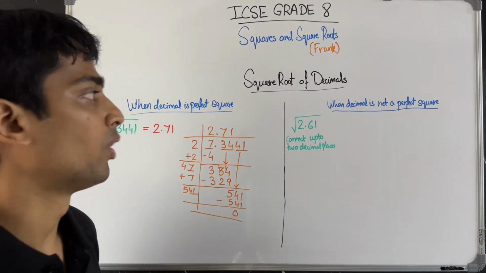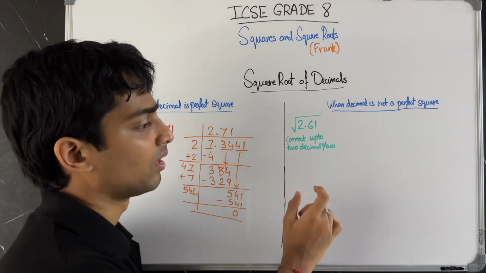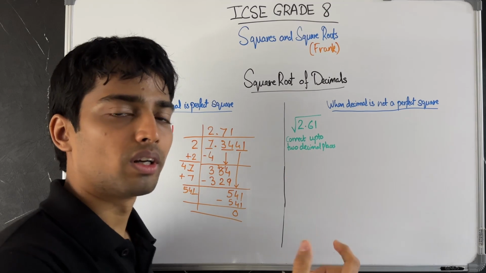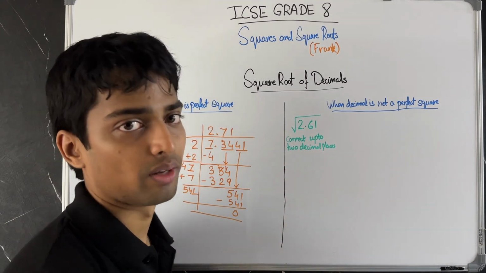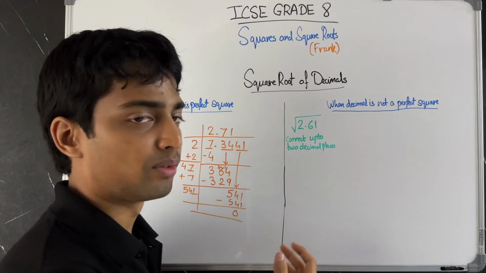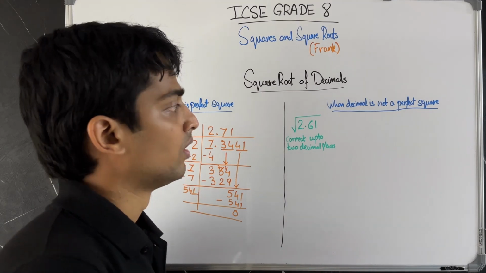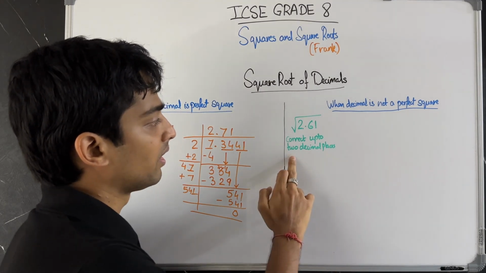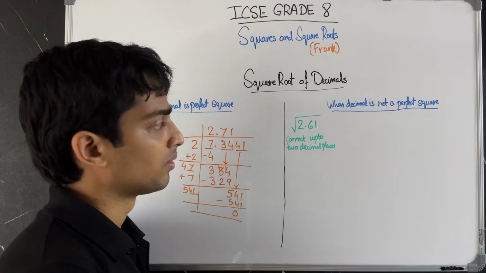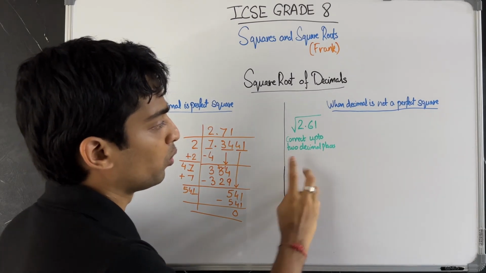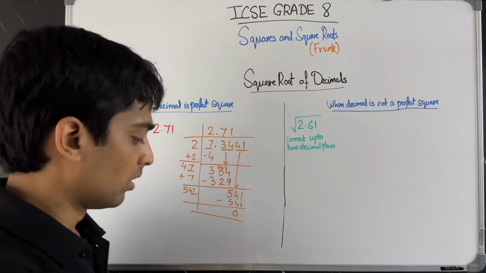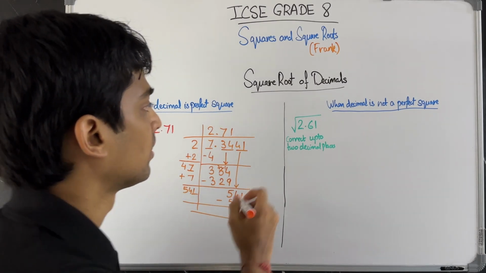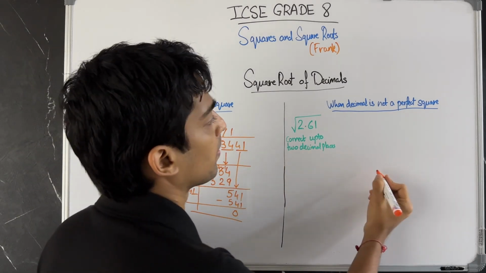So the square root of this will always be a non-terminating decimal. That means the decimal digits will keep on going forever. So the remainder will never become 0. That's why they will always tell us how many decimal places we have to find. So here they have written correct up to 2 decimal places. So let's do the same thing here. We will write 2.61 here.